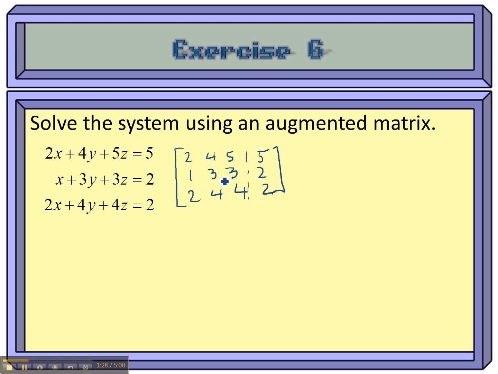Okay, so the first thing I want to eliminate is this x value, but notice that it's a 1, so it might be easier to just flip the first two equations. I'm going to do an R1, R2 switch. That way that number is already a 1. So 1, 3, 3, 2, and 2, 4, 5, 5. And then the last equation stays the same, 2, 4, 4, 2.